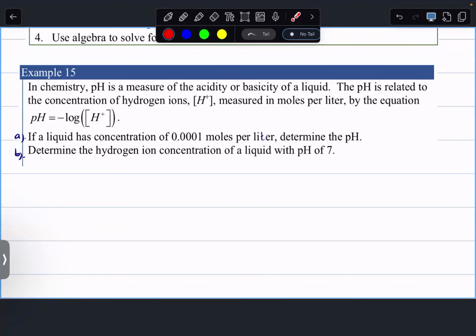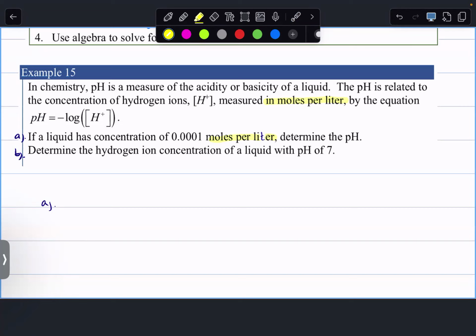If a liquid has a concentration of 0.0001 moles per liter, I had to change it, there was a typo. I think it used to say Lieber, but it's supposed to be liter. We're going to find the pH. The hydrogen ions are measured in moles per liter, and we have the units moles per liter, so that's the first thing we check. Make sure you have the same units, otherwise you'd have to do some adjusting.